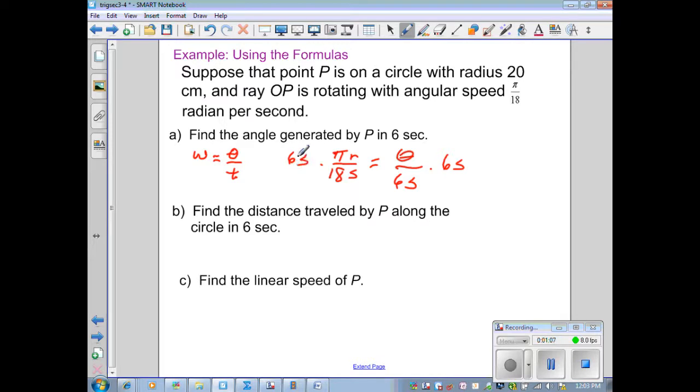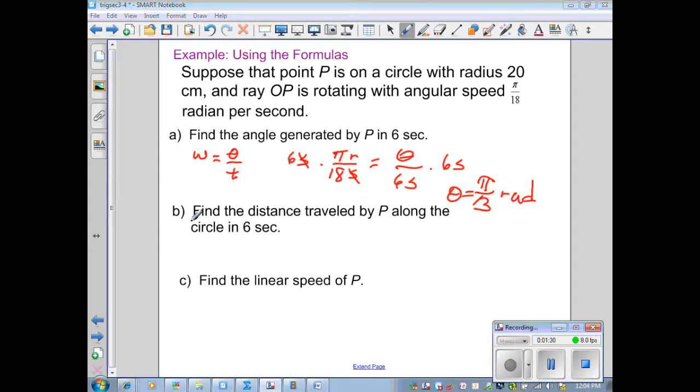And when I cancel out, the seconds will cancel out, and I simplify the values. I'm going to get theta equal to pi over 3, and what's left is going to be radians.